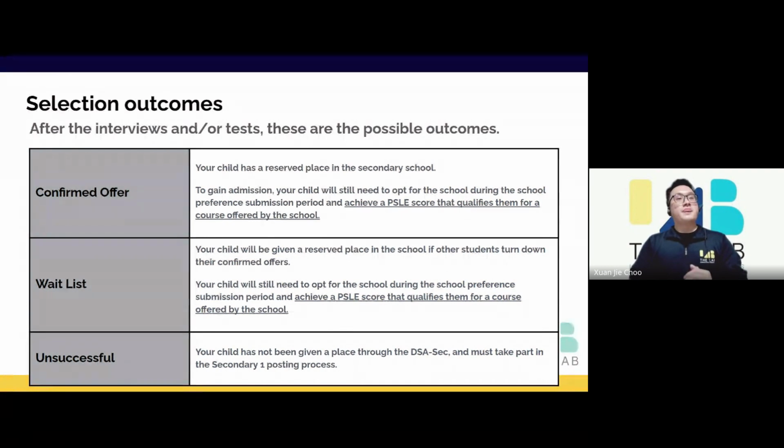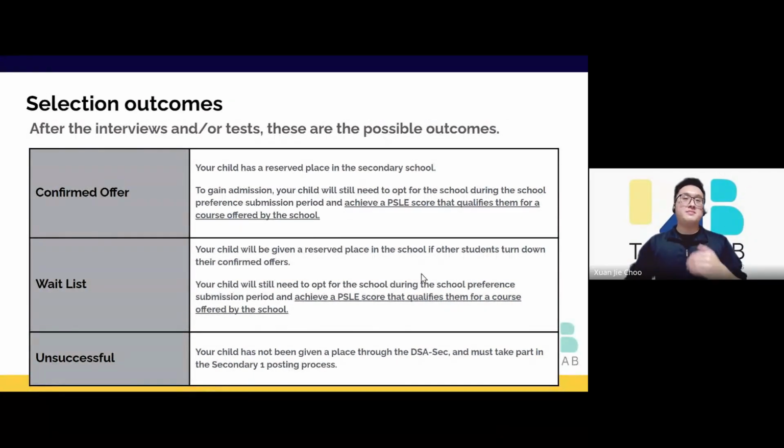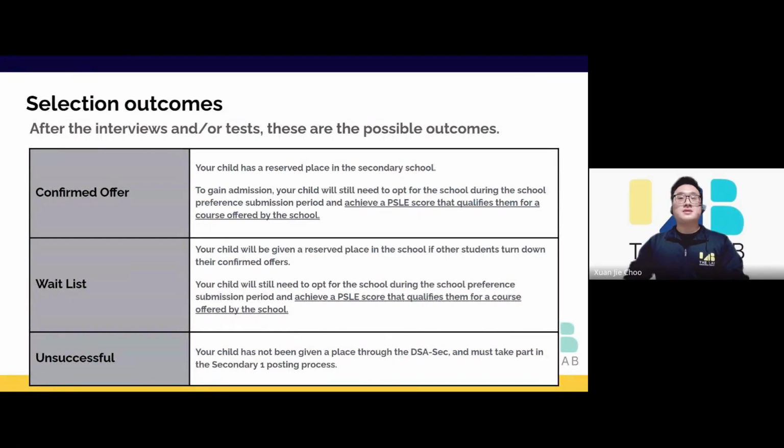Okay, so moving on to unsuccessful first. If the students get the unsuccessful outcome, it means that the students will not be given a place through the DSA secondary school or JC program, and must take part in the respective posting process.